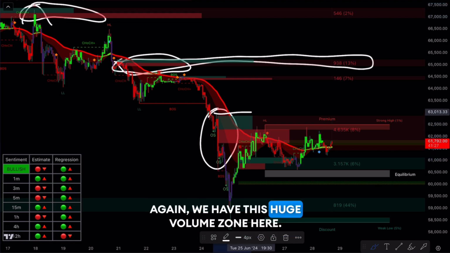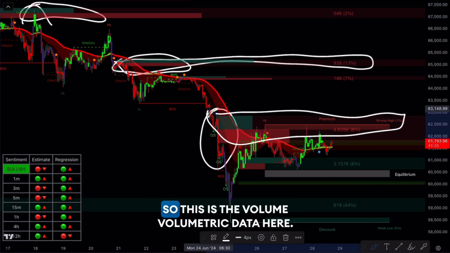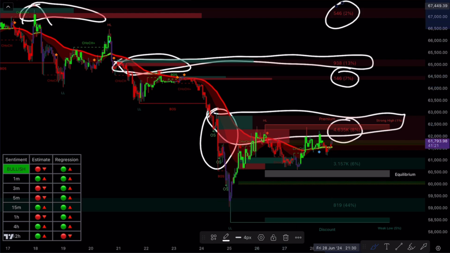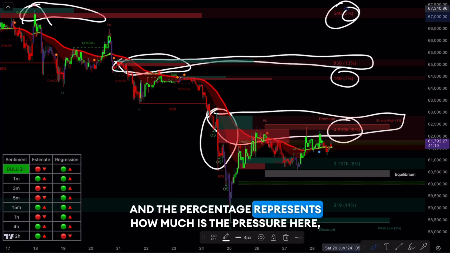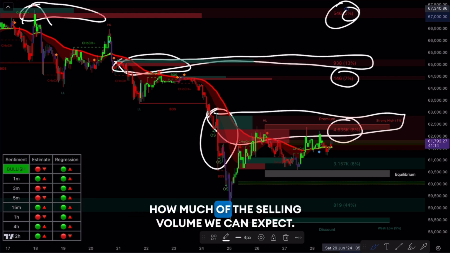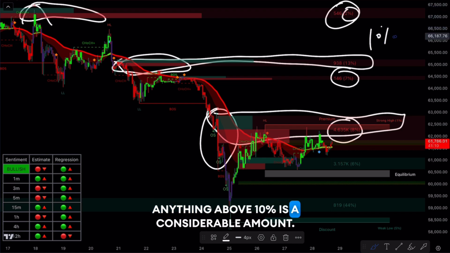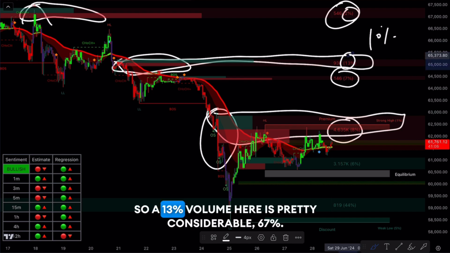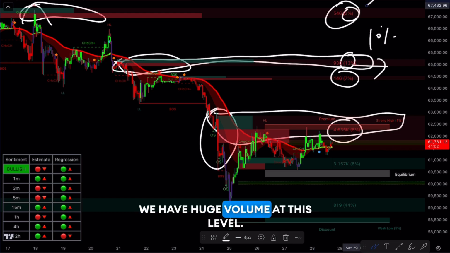Again we have this huge volume zone here. So this is the volumetric data here, and the percentage represents how much is the pressure here, how much of the selling volume we can expect. Anything above 10% is a considerable amount. So a 13% volume here is pretty considerable. 67% we have huge volume at this level.